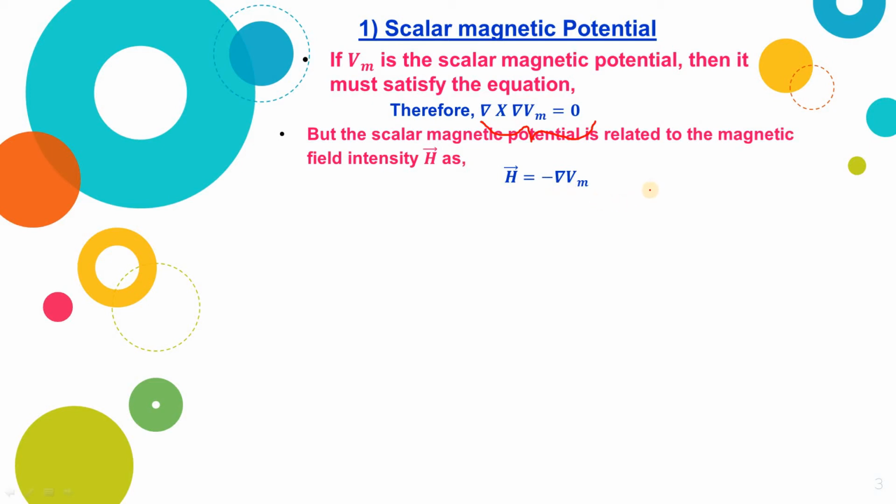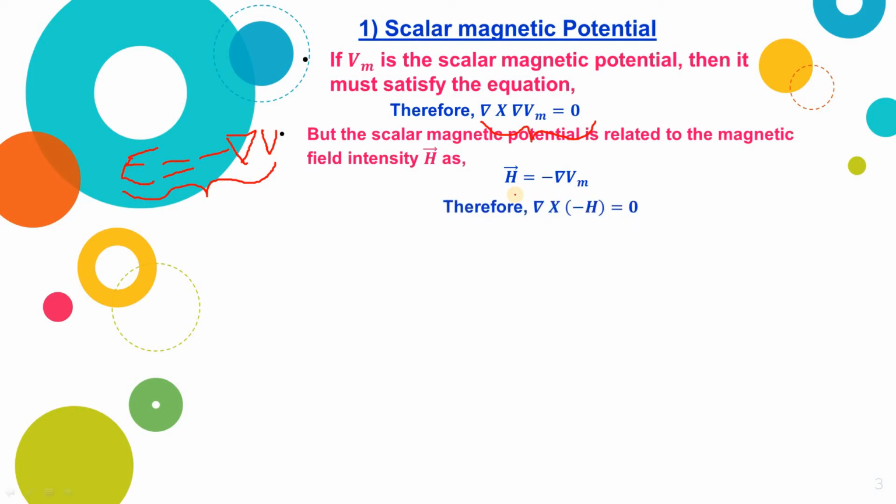We can correlate this equation with the electric field also. If you remember, the relationship between electric field and potential gradient is E is equal to minus del V. Similarly, in the magnetic field, you have a relationship between H and Vm: H is equal to minus del Vm.